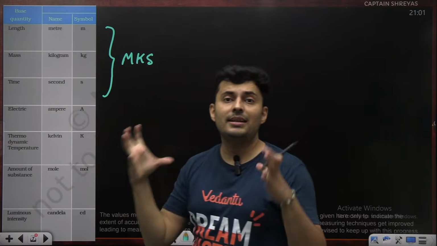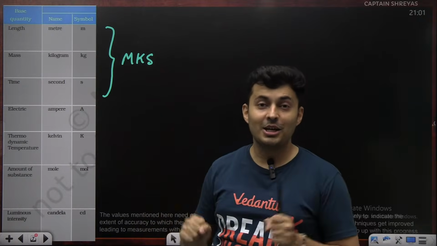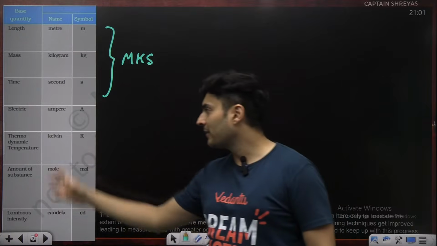Current is measured in ampere. Ampere's symbol is A. 5 ampere current, 10 ampere current. That is, how much current flows through a wire.